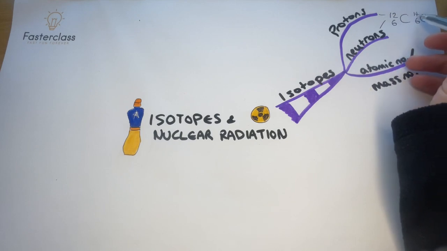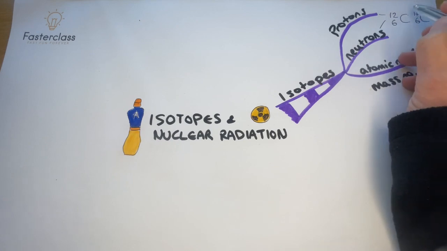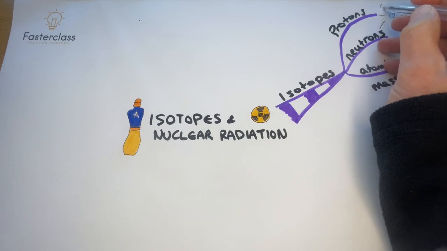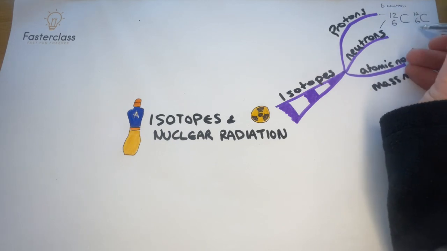So carbon-14 has got 8 neutrons. Yes? This has got 6 neutrons. This one has got 8 neutrons.